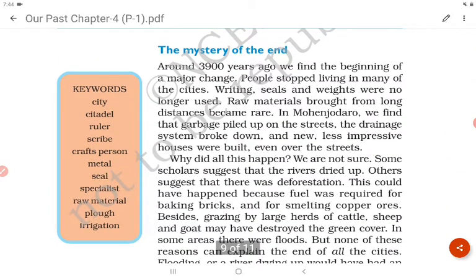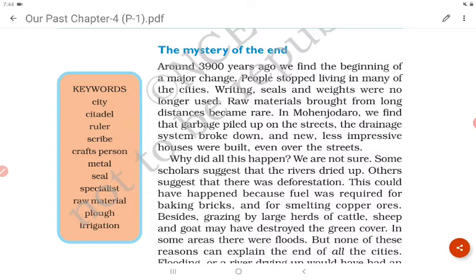The mystery of the end. The keywords: city, citadel, ruler, scribe, craftsperson, metal, seal, specialist, raw material, plow, irrigation.